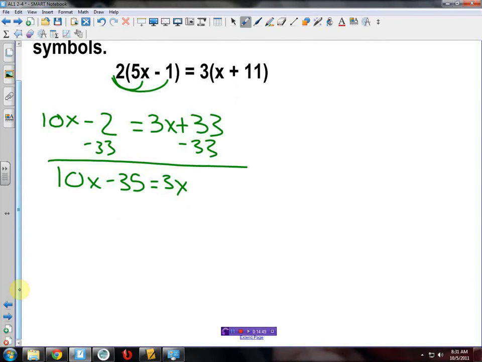All right. So now if I have all the constants over here, I need to move my variables to the other side, right? So I need a minus 10x minus 10x. I get negative 35 is equal to negative 7x. See how there's two negatives in that one? If we went the other way, they'd both be positive numbers. Okay. Now, what do we have to divide by?